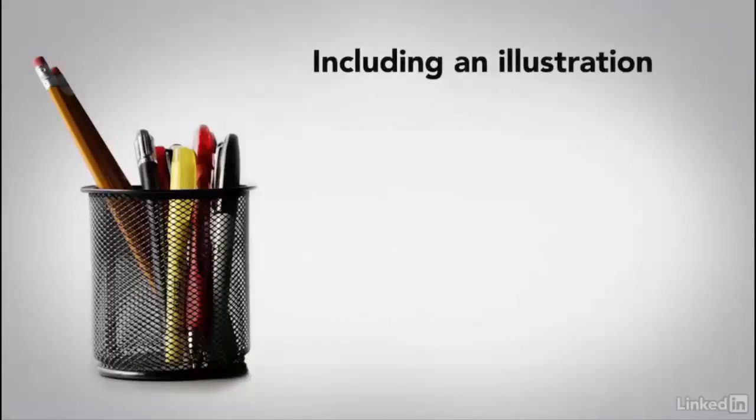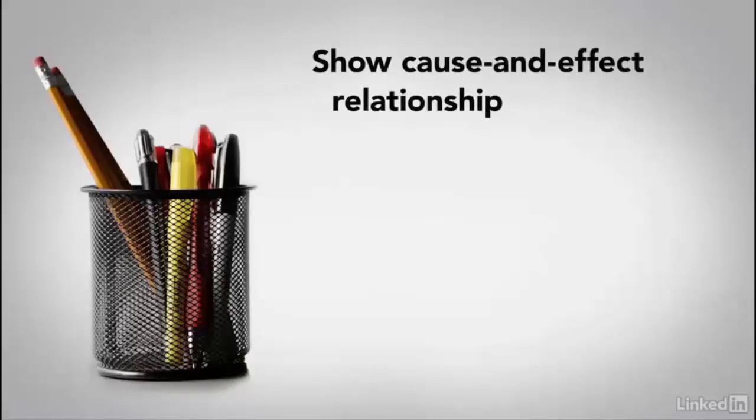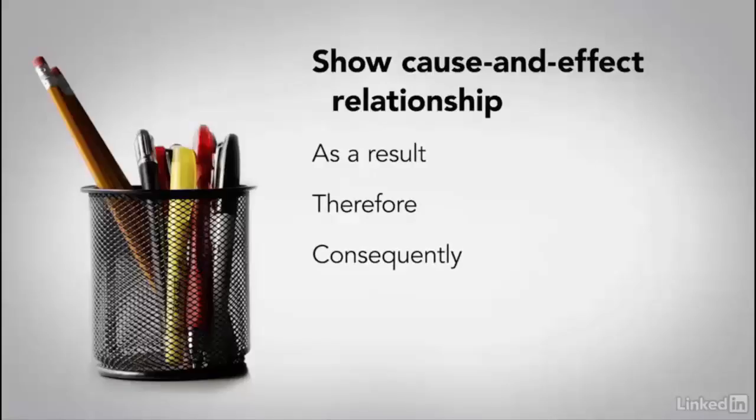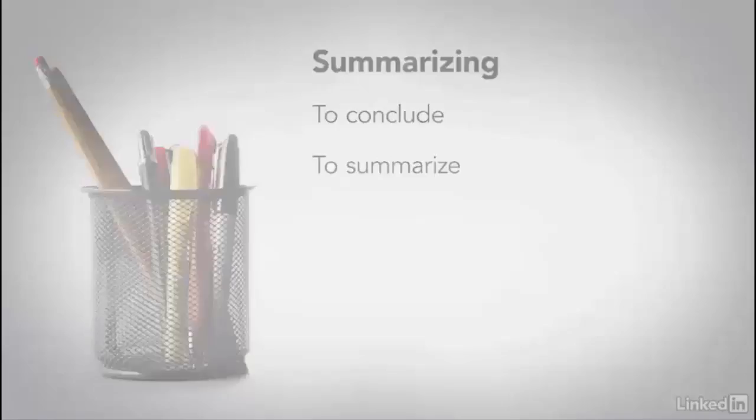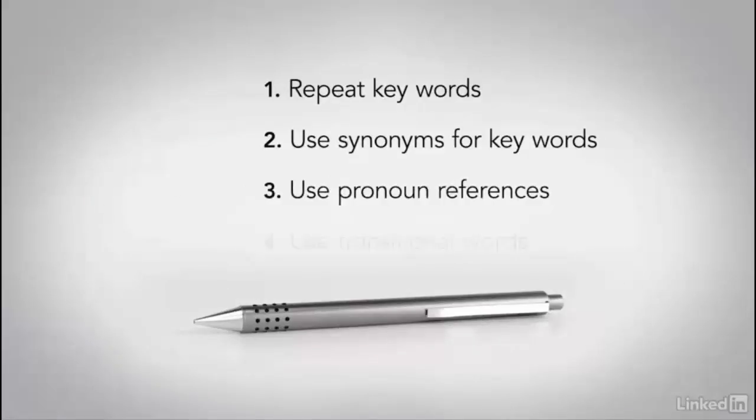Are you including an illustration or an example? Preface it with for example or for instance. Is your purpose to show a cause and effect relationship? As a result, therefore, or consequently would be used to show that relationship. Summarizing your key points, maybe lead the summary with to conclude or to summarize. All 4 techniques can, at the appropriate places while showing the correct relationships, help the reader stay connected to what you've written. The ideas flow smoothly, and the reader understands how the words and ideas connect.